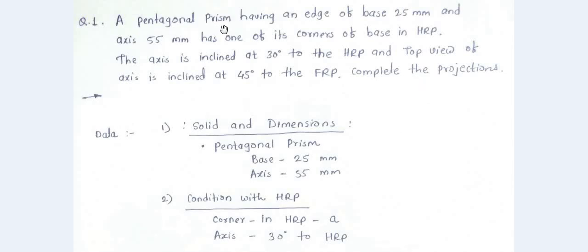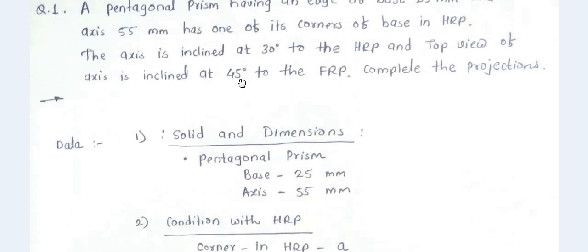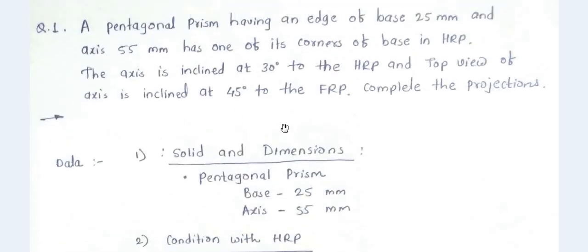A pentagonal prism having an edge of base 25 mm and axis 55 mm has one of its corners of base in HRP. The axis is inclined at 30 degrees to the HRP and the top view of the axis is inclined at 45 degrees to the FRP. Complete the projections.